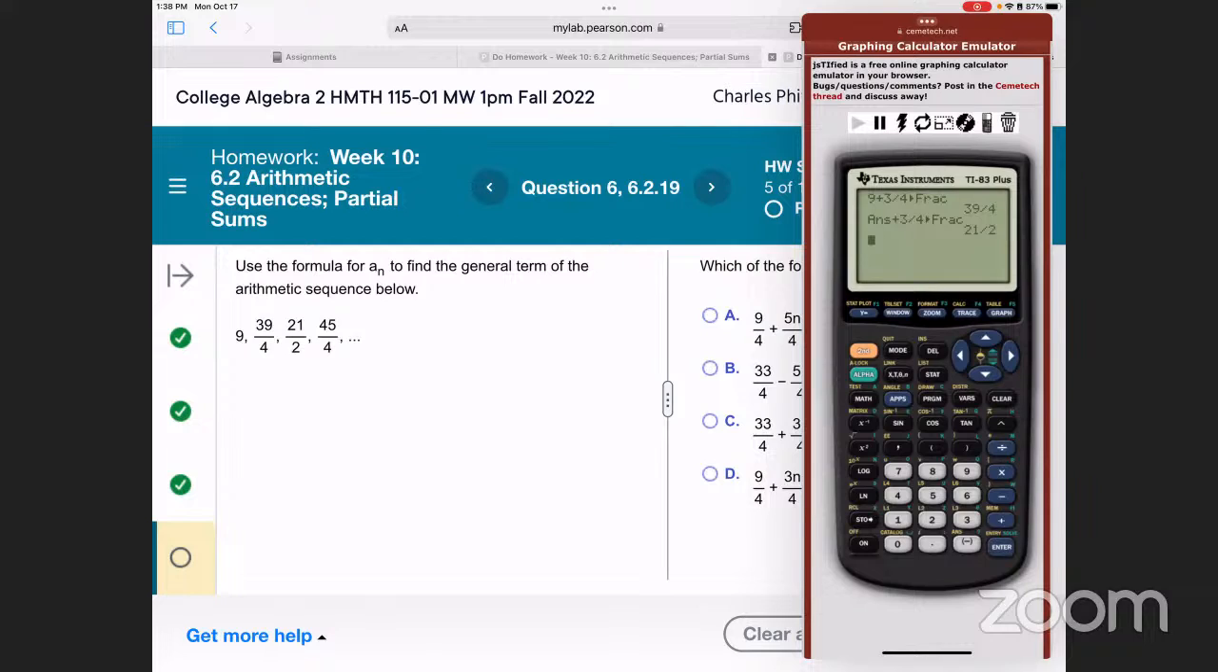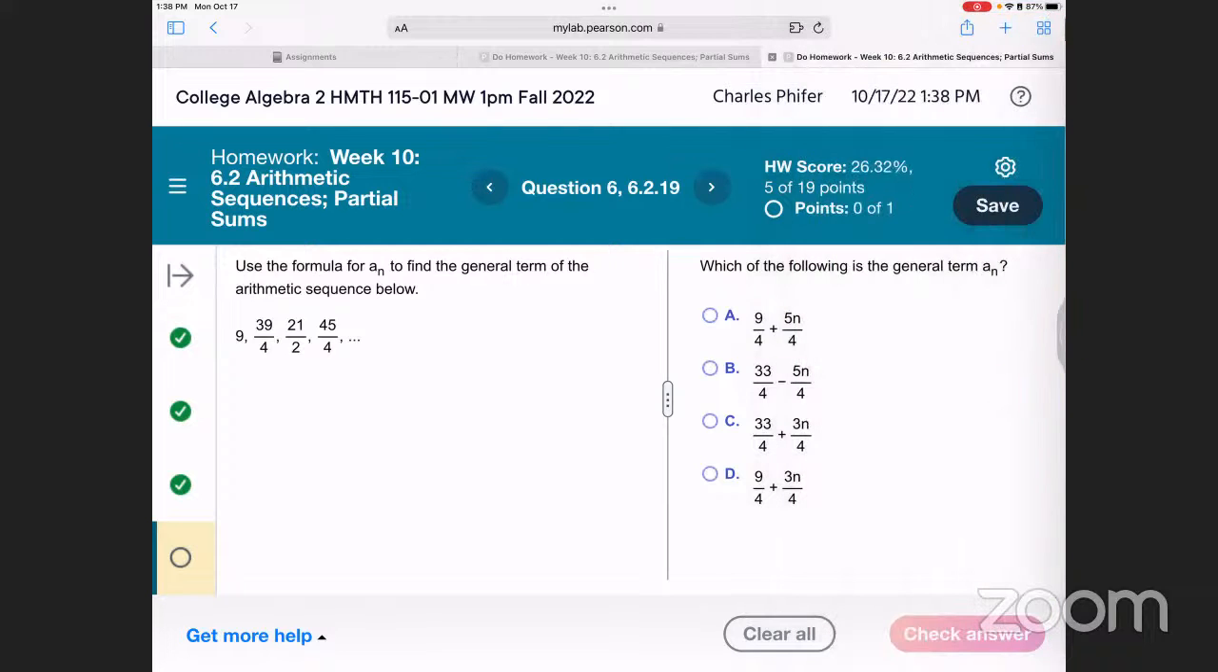21, and I'm just going to go ahead and do the next one. Actually, I could just recall what I typed. Second enter, we should get 45 over 4, right? So we're adding 3/4 each time. We should write this out.